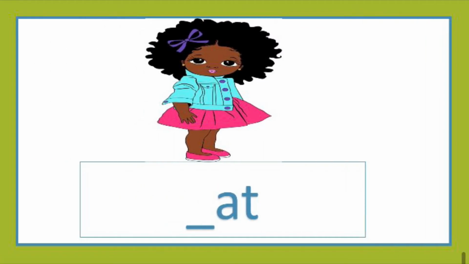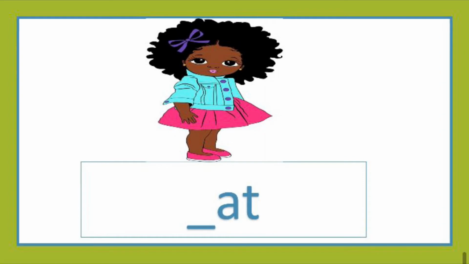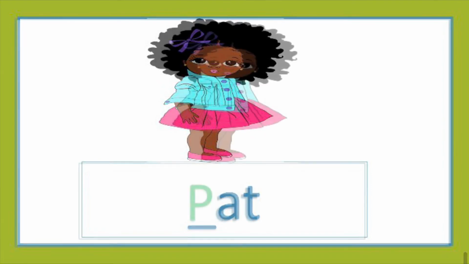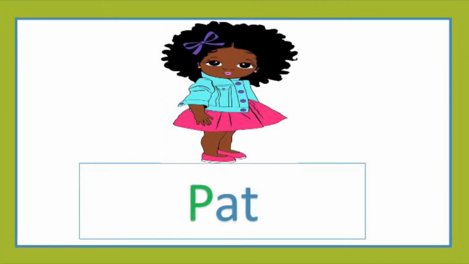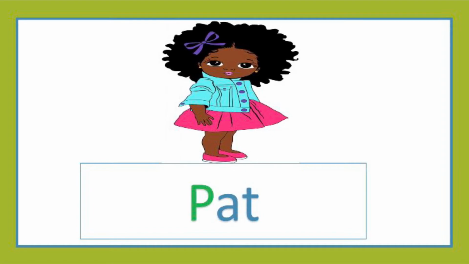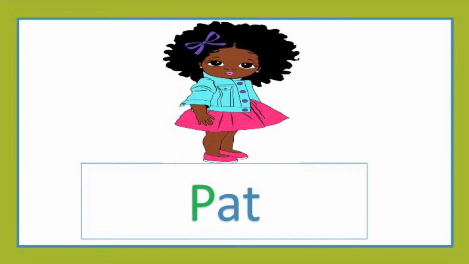Here goes a beautiful little girl, beautifully dressed in pink and blue. And her name is Pat. What's her name? Pat. I wonder, what letter can I put with at to get the word pat? What are your thoughts? Do you know what letter we need? Yes, the P sound comes from the letter P. So yes, we need the letter P to write Pat's name. P-A-T is Pat. Very good.